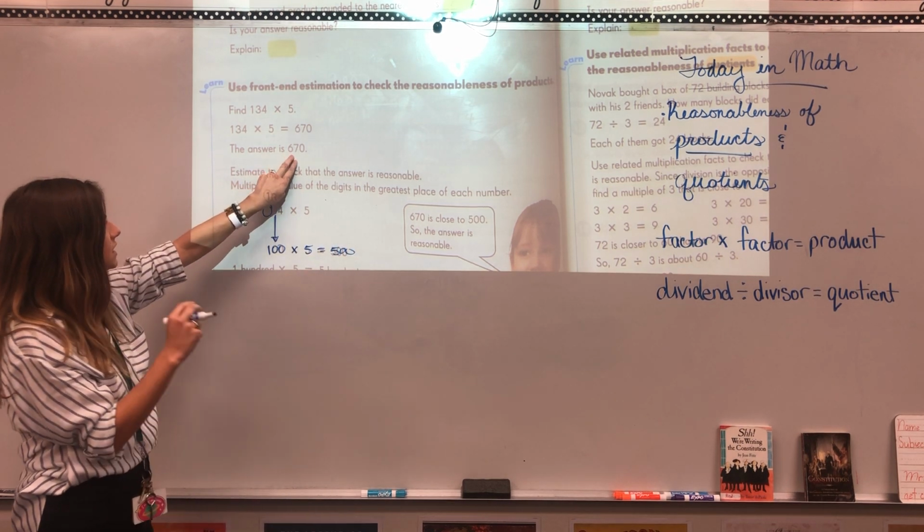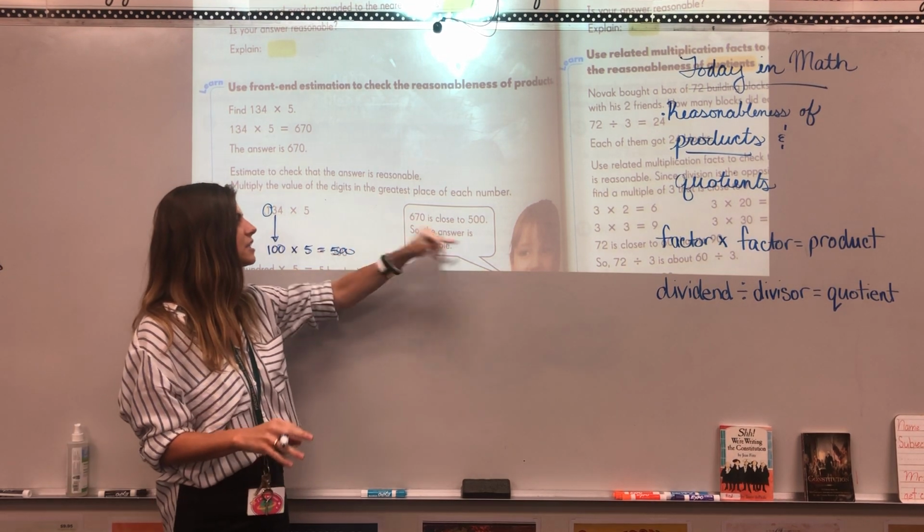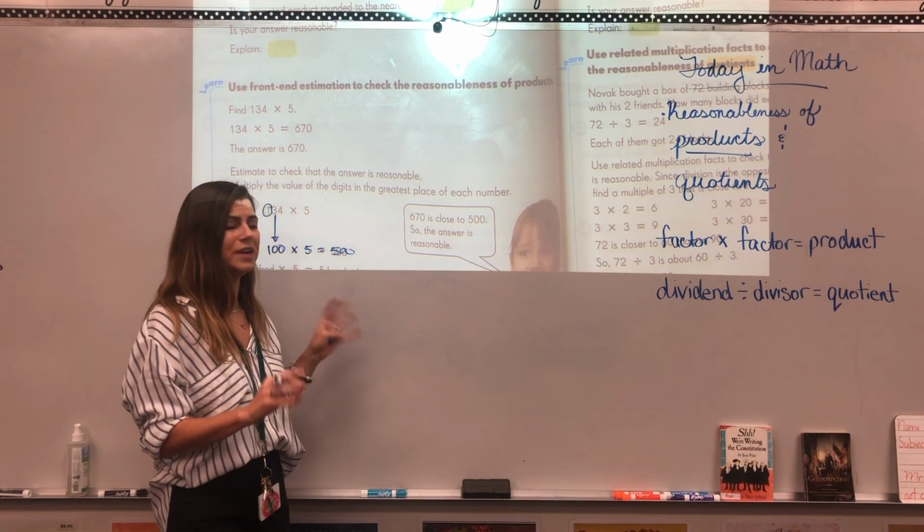Is 500 close to 670? Yeah, it's less than 200 apart. 670 is close to 500, so the answer is reasonable.